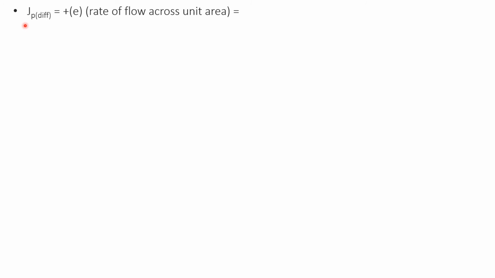So same way we can write down J_p diffusion = +e times rate of flow across unit area. That is -e D_p ΔP/Δx.